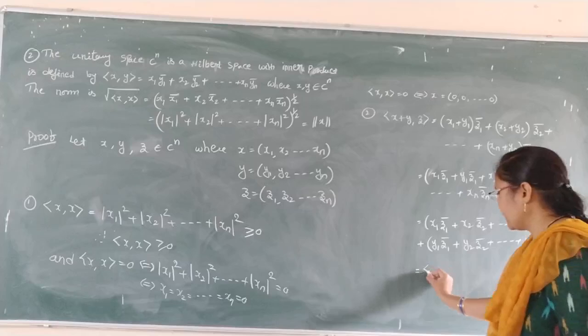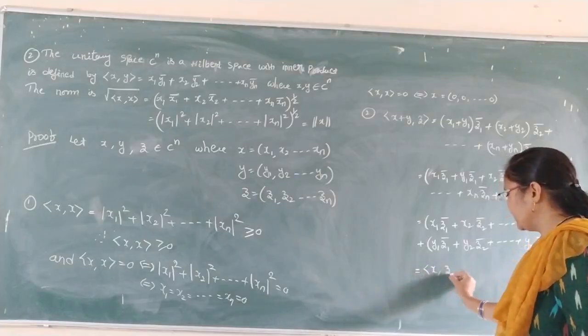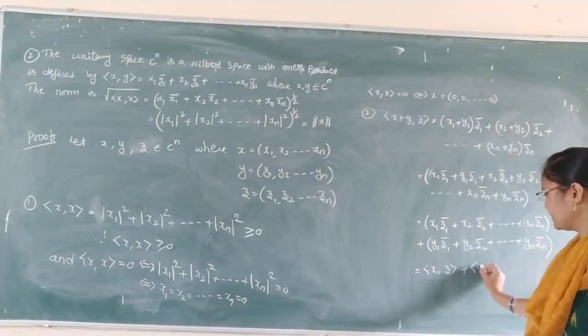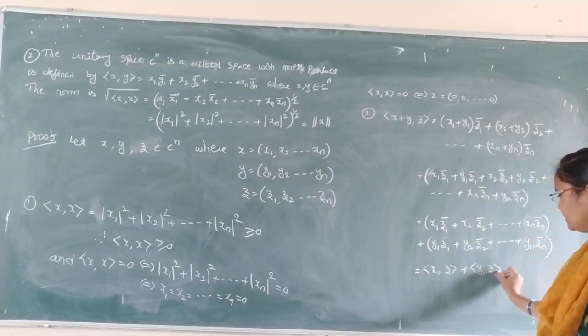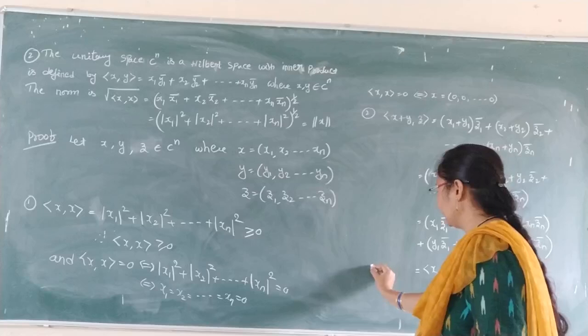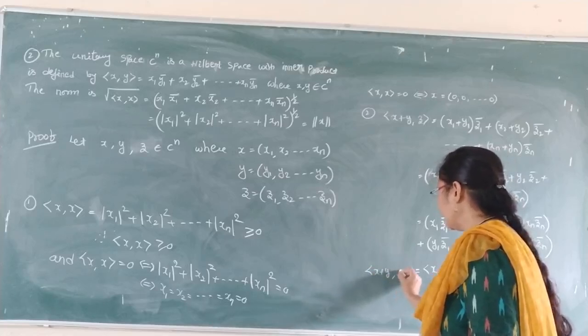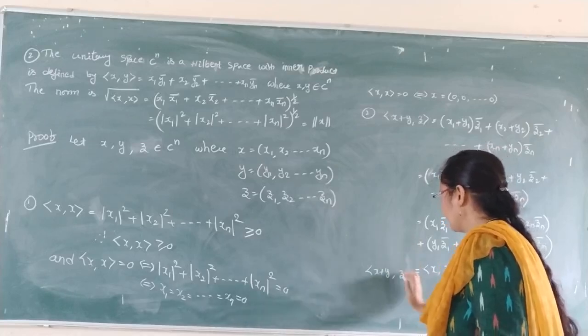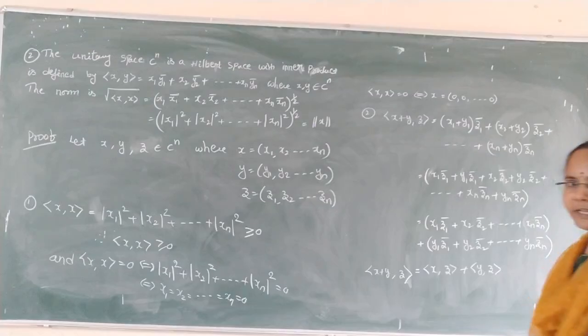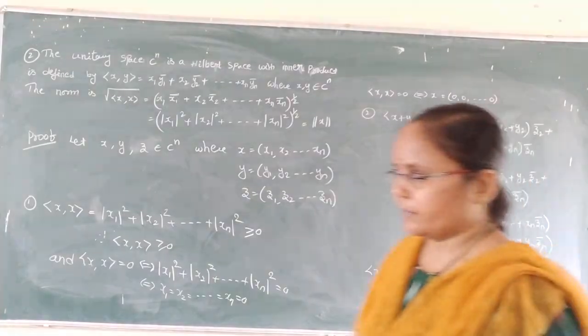So the inner product of x comma z. Similarly, the second one is y comma z. So our inner product second property is: inner product of x plus y comma z is equal to inner product of x comma z plus inner product of y comma z.